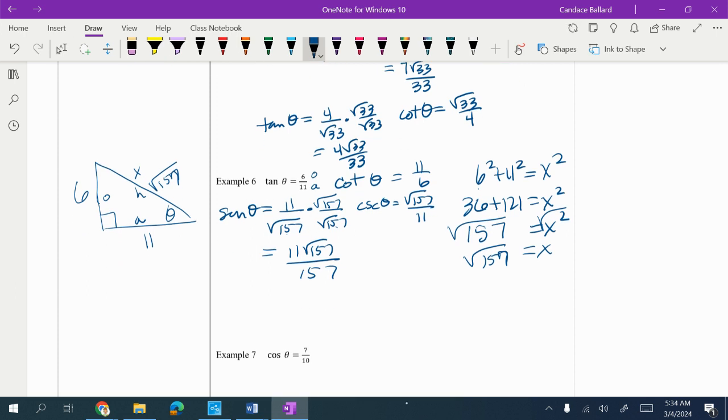And then finally, I'm going to do the cosine of theta, because that's missing. It would be my adjacent 11 over my hypotenuse square root of 157. I'm going to flip the reciprocal. So secant is square root of 157 over 11. This is rationalized. This is not. So I'm going to rationalize this one. And we end up with across the top 11 square root of 157 over 157.